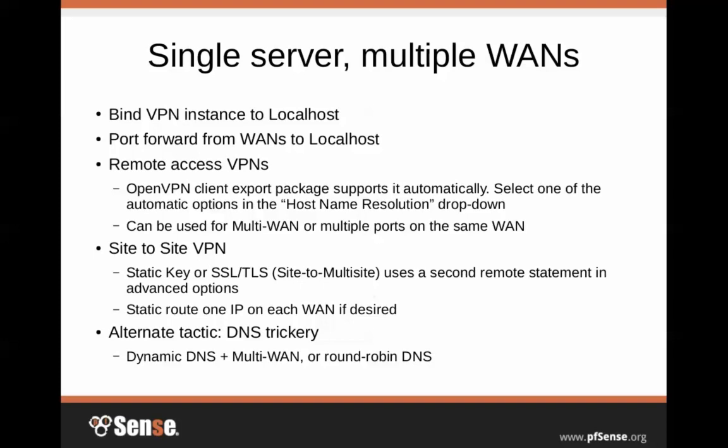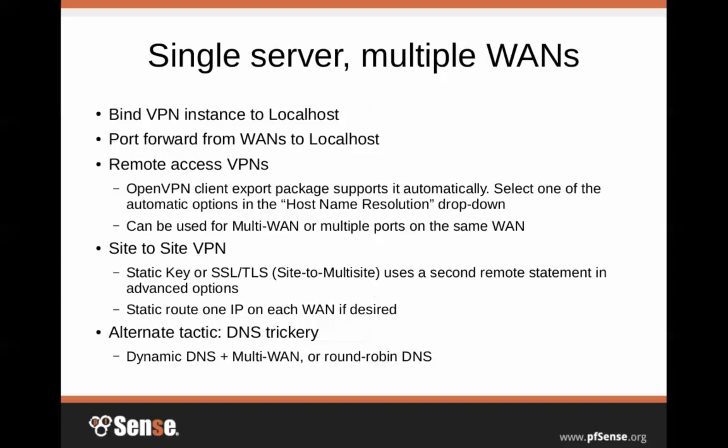Another tactic you can do is just with DNS. You could have a dynamic DNS entry bound to a multi-WAN gateway, a gateway group. That way, the dynamic DNS would change from one WAN to the other. I don't know if I do that. That might be a little bit slow to fail over. With DNS TTLs and everything changing, it could add a minute or two to your failover time. But sometimes you don't have a choice, so it's hard to say.